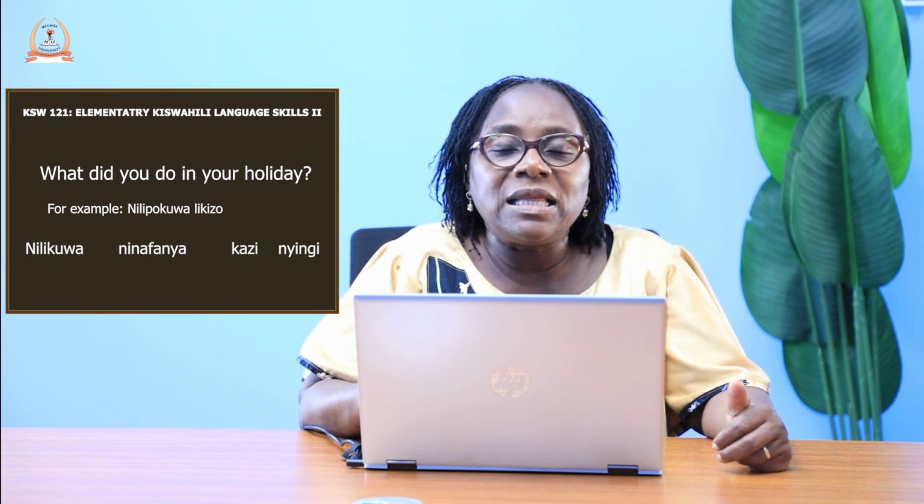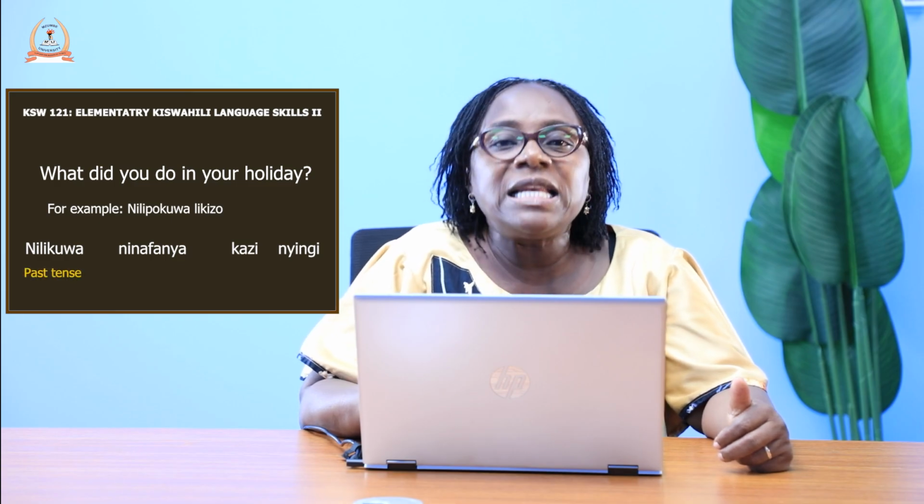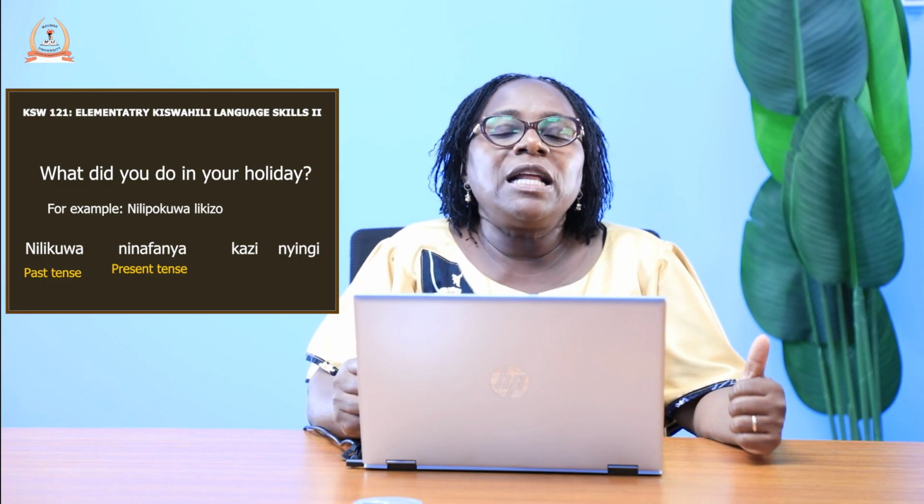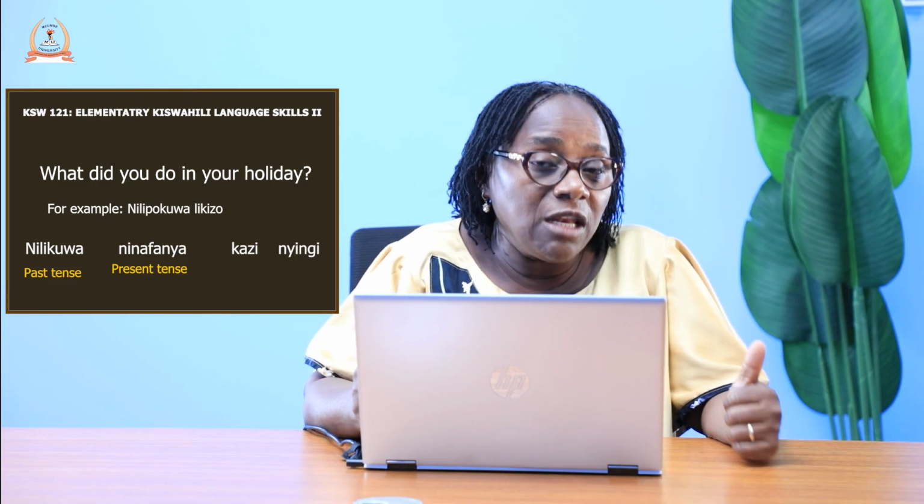Nilipokuwa. So nilipokuwa likizo, nilikuwa ninafanya kazi nyingi. Okay? Nilikuwa ninafanya. The nilikuwa is the past tense, I was. And then ninafanya kazi. Ninafanya is the present tense. Why do we have past tense and present tense together? Because it's a habitual past. The nilikuwa is like a helping verb in past, and then ninafanya kazi is a present tense.